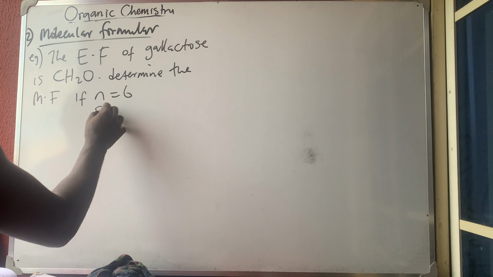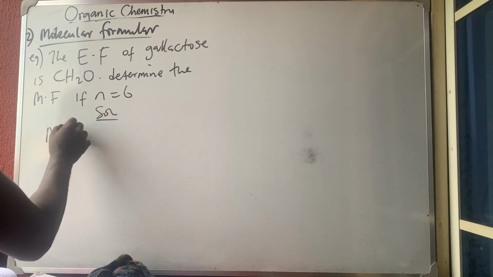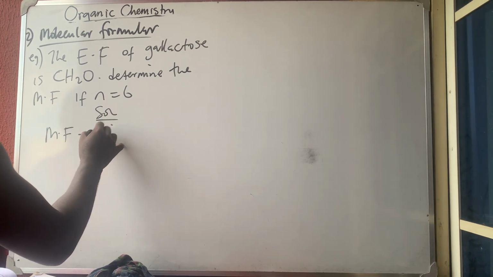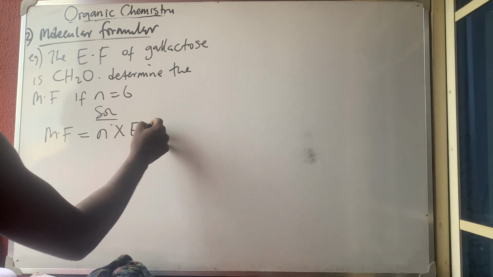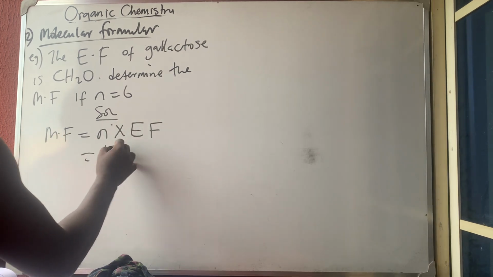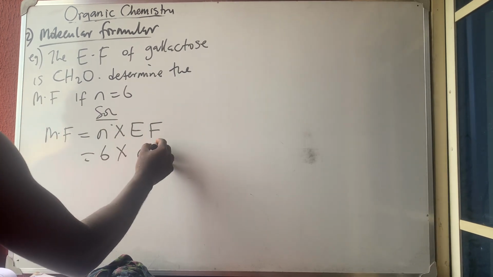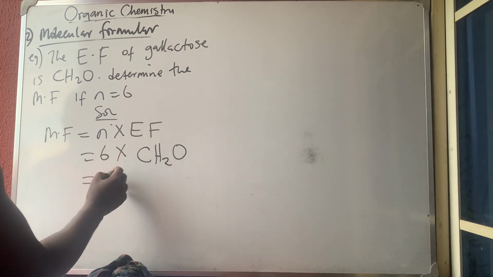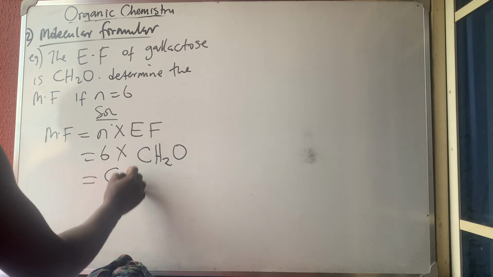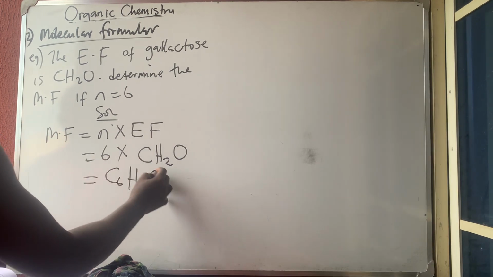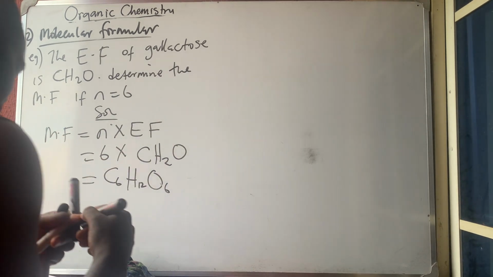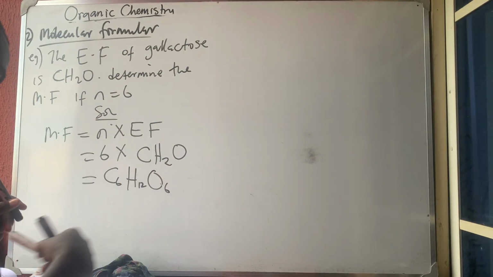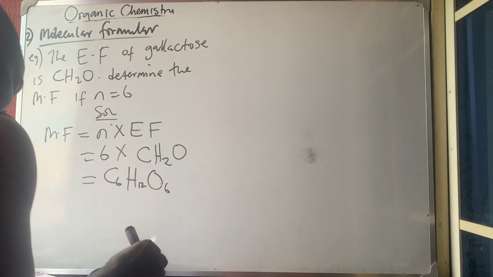So solution, we know that a molecular formula is simply N times what? The empirical formula. So what do we have? 6 times the empirical formula, CH2O. So 6 times the carbon will give you C6. 6 times hydrogen will give you H12. Then we have the O6. So this is the molecular formula of that compound.